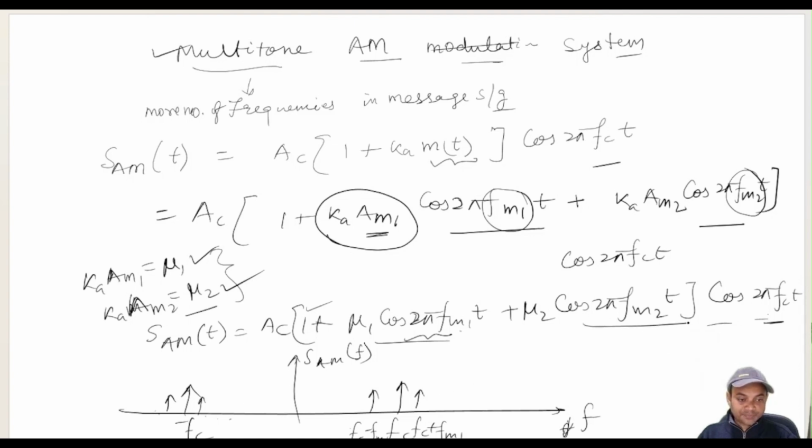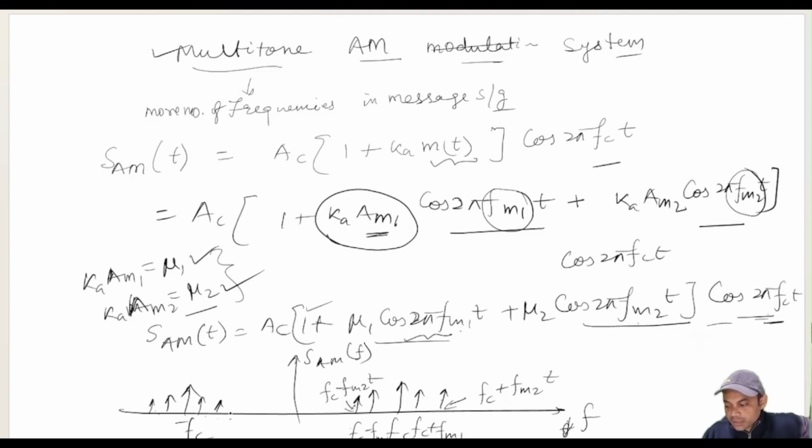Also cos 2 pi fm2 t into cos 2 pi fc t will give us fc plus fm2 and fc minus fm2. These are at fc plus fm2 and at fc minus fm2, and there is a mirror image of these two here. I hope it is clear.